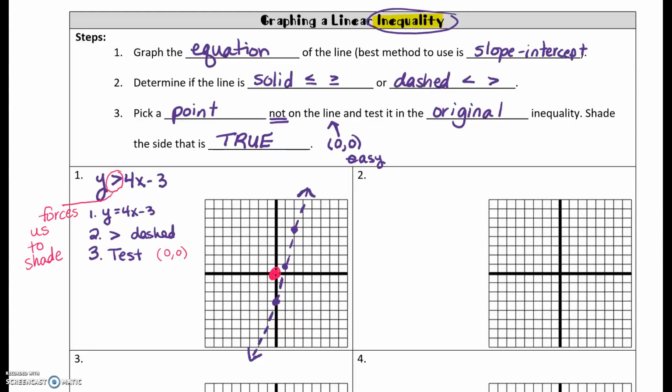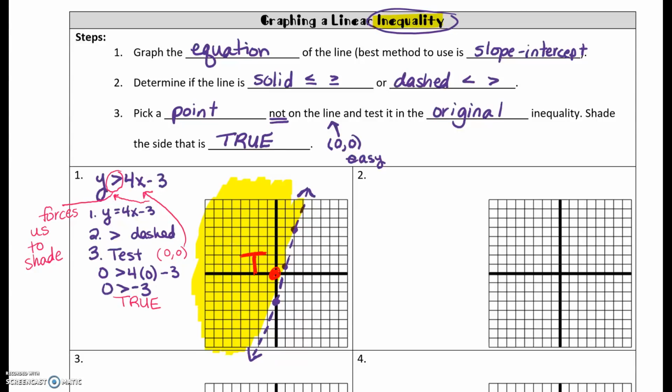Now, we put 0, 0 back up here into the x and y. So we have 0 is greater than 4 times 0 minus 3. 0 is greater than negative 3. Ask yourself, is that true or false? Well, that of course is a true statement. We always shade on the true side. So now if I shade my graph, you can do this with your pencil, you are going to shade on the true side.